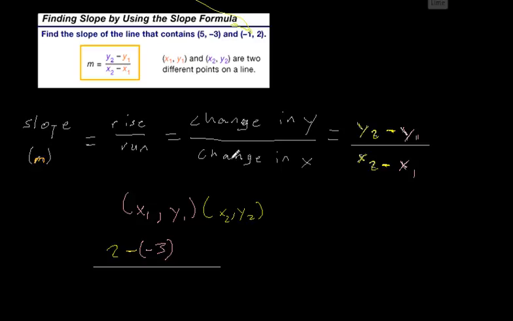So now you're dealing with negative 1, minus x1. x1 here is going to be 5. That's a positive 5.